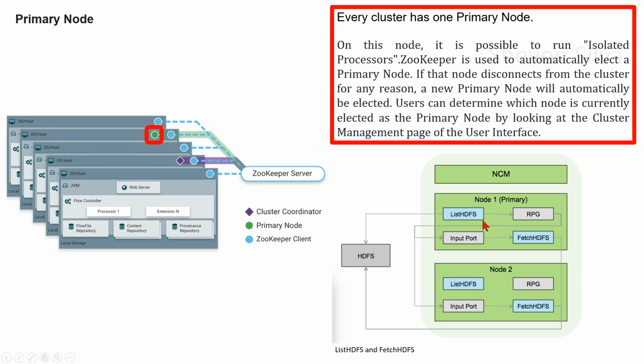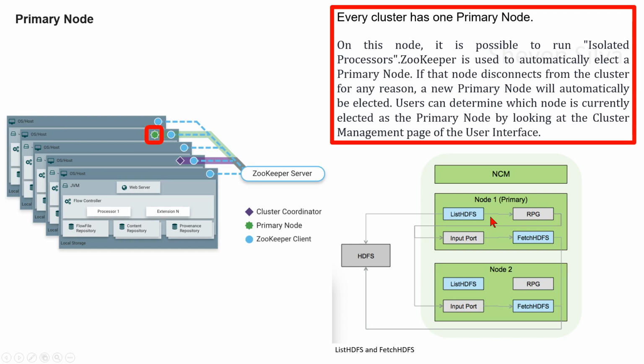List HDFS is scheduled to run on the primary node, and performs a directory listing, finding new files since the last time it executed. The results of the listing are then sent out from List HDFS as flow files, where each flow file contains one file name to pull from HDFS.